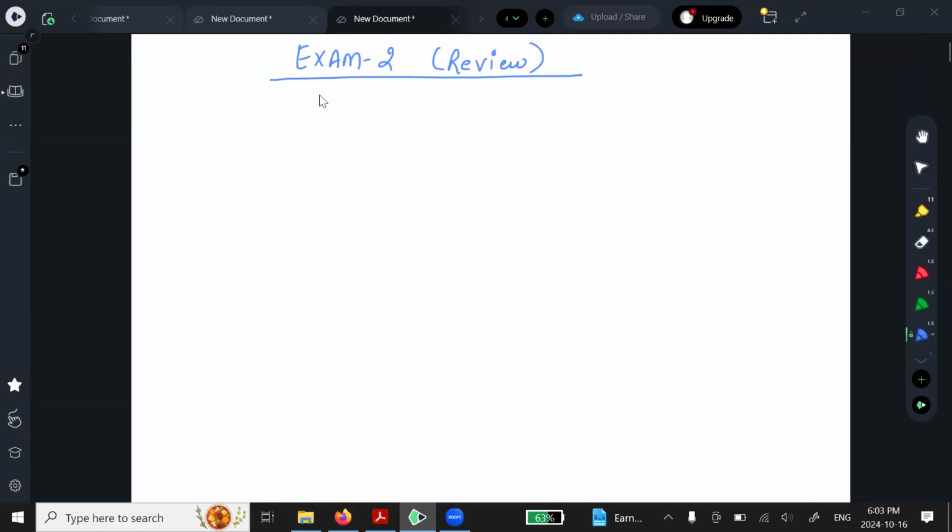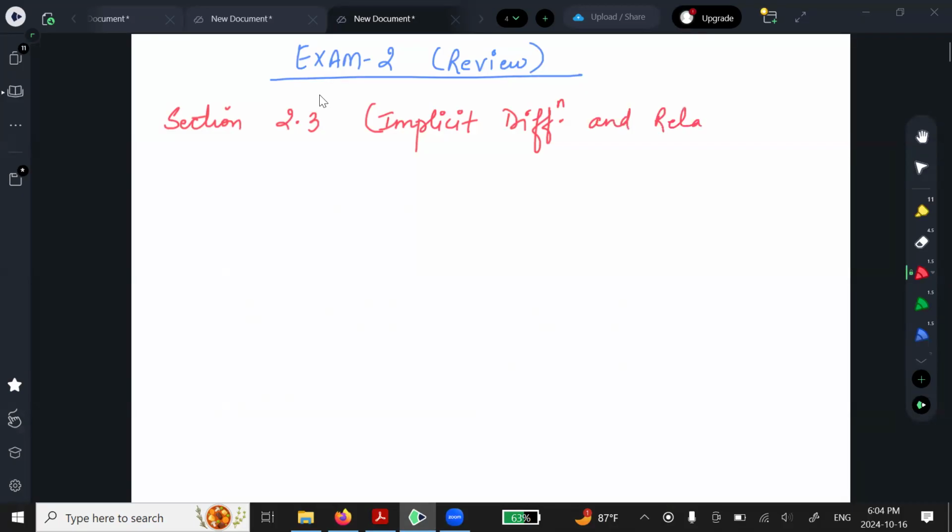Alrighty. So, well, number one topic is section 2.3, which is implicit differentiation. And this is the most difficult section for this exam. Implicit differentiation is the most difficult topic that you will learn in this course. Differentiation and related rates.